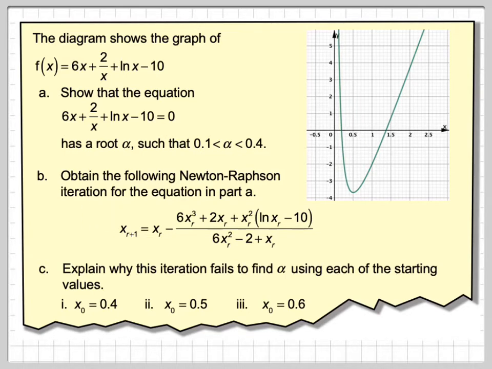Obtain the following Newton Raphson iteration for the equation in part A, which says x_(r+1) is x_r minus (6x_r cubed plus 2x_r plus x_r squared times ln of x_r minus 10) over (6x_r squared minus 2 plus x_r). Explain why this iteration fails to find alpha using each of the starting values x0 is 0.4, x0 is 0.5, and x0 is 0.6.